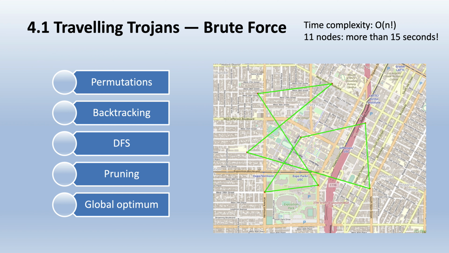The first part of the traveling salesman problem is brute force. Here we're just evaluating all possible permutations and finding the global minimum. It's a little bit time consuming, and the time complexity here is O of n factorial. For example, if we have input of more than 11 nodes, it will take more than 15 seconds for this function. We use DFS and backtracking here to realize all possible paths, and we use pruning when finding that the current cost is already bigger than the minimum cost.